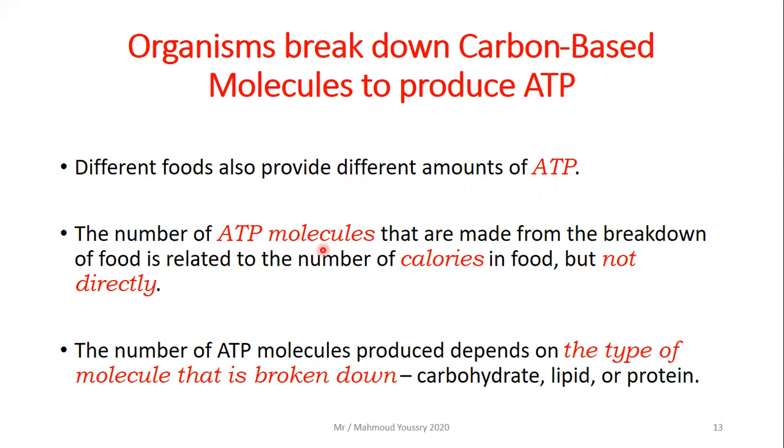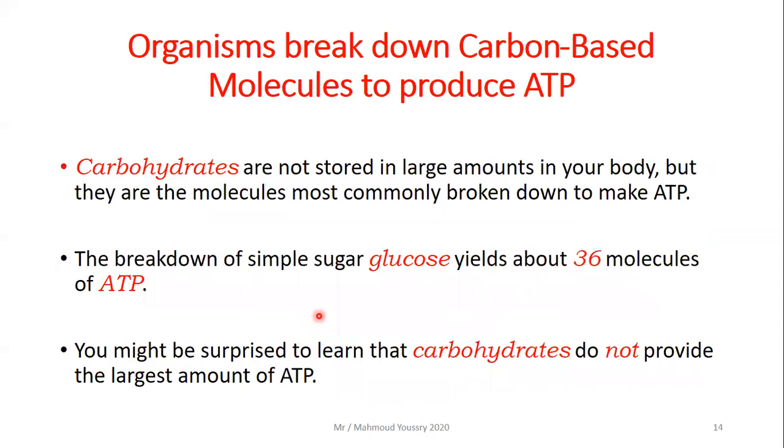The number of ATP molecules made from the breakdown of food is related to the number of calories in food, but not directly. Listen, the number of ATP molecules produced depends on the type of molecule that is broken down, whether it is carbohydrate, lipid, or protein. Let's see.